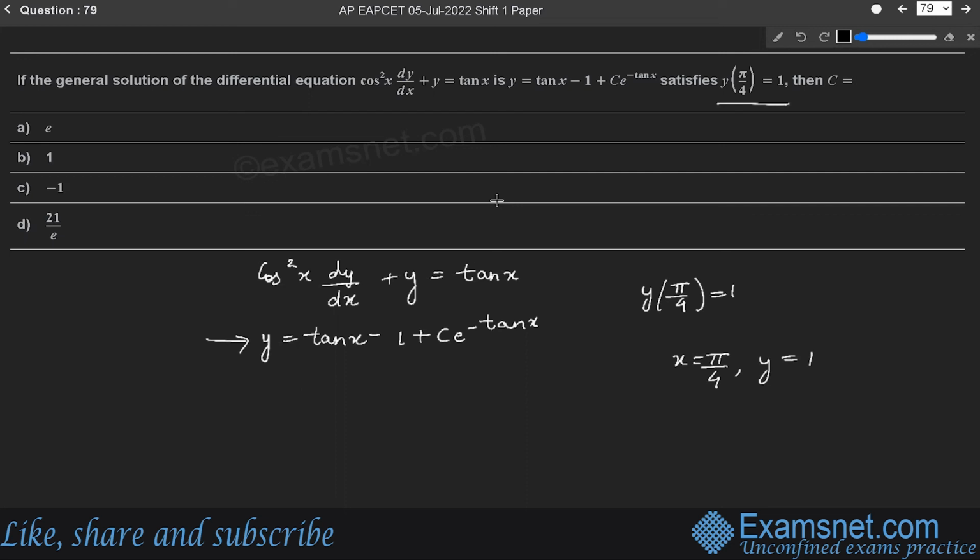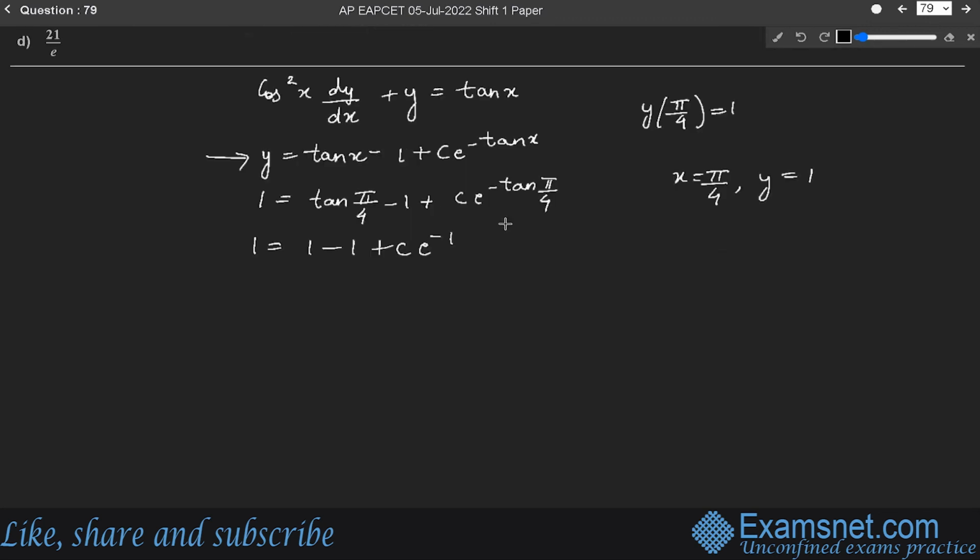So when we put y is equal to 1, left hand side will be 1. 1 is equal to tan pi by 4 minus 1 plus c into e power minus tan pi by 4. We have just substituted the values. On further solving, it will be 1 is equal to, tan pi by 4 is 1, so 1 minus 1 plus c into e power. If tan pi by 4 is 1, then minus tan pi by 4 will also be 1, but since here there is minus, it will be minus 1.